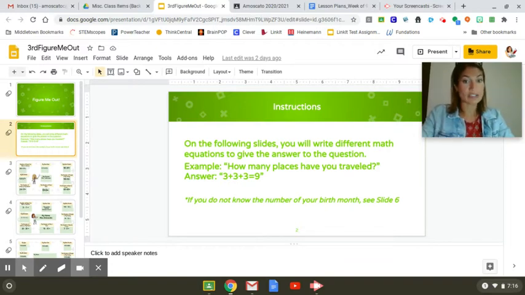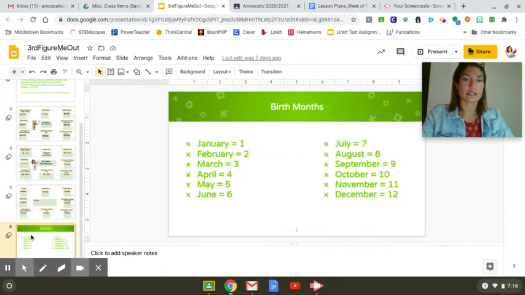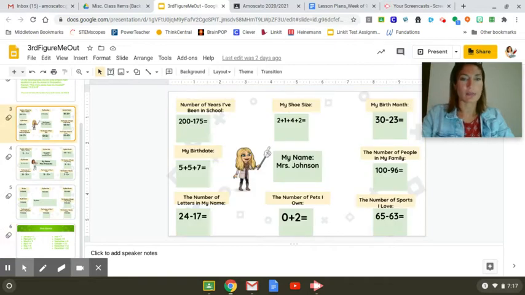One question does ask about the number of your birth month. And if you're not sure about that, I put that on slide 6 for you. So for example, my birthday is in August, so my answer would be 8. Let me show you some examples because I think it'll make more sense.